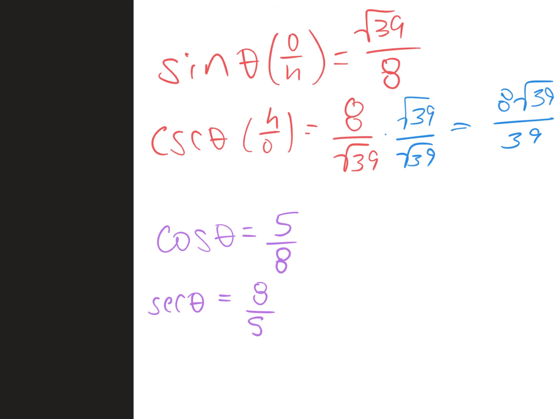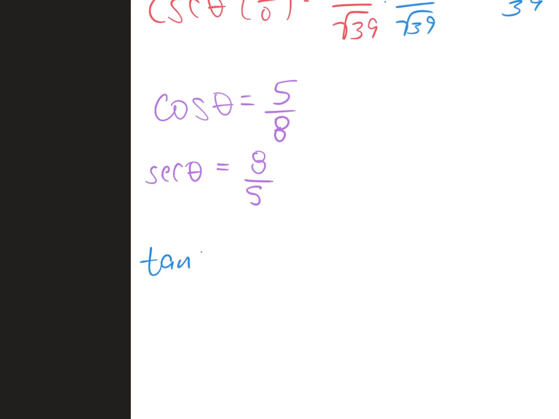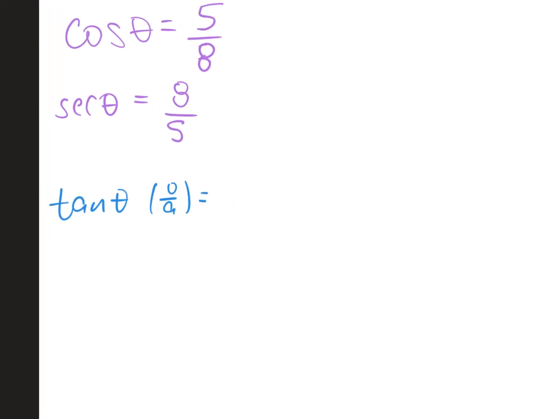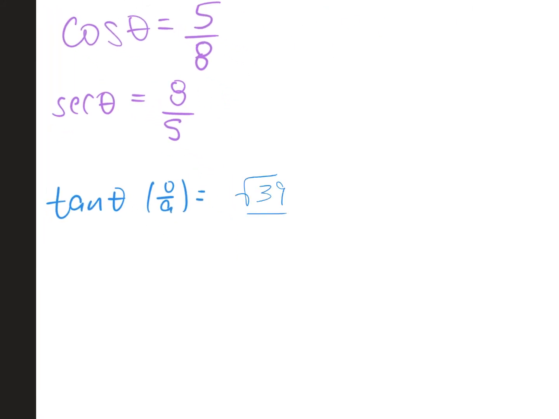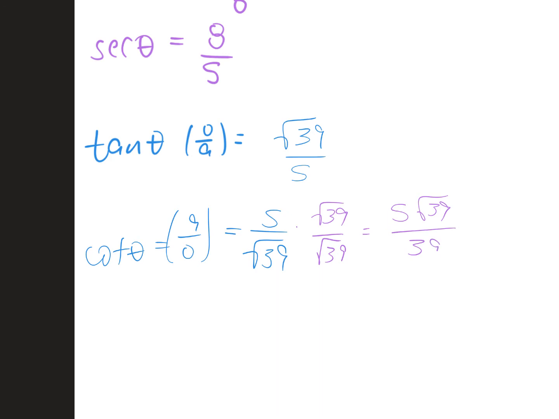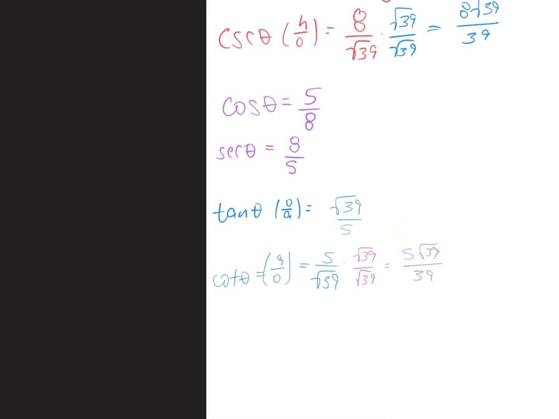What's the next group we're going to do? Tangent and cotangent. So tangent of theta is opposite over adjacent. What's the opposite side? Square root of 39 over the adjacent, which is 5. So my cotangent is adjacent over opposite, so it's 5 over root 39. Can we leave that? No, I need to rationalize. So I have 5 root 39 over 39. Can I do anything with that? No. So there's our 6 trig functions.